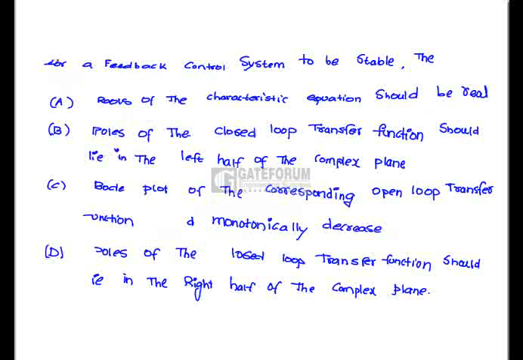Question is, for a feedback control system to be stable, coming to the explanation, suppose we plot the S plane, with the j omega axis and the real axis. For the closed loop system to be stable, the roots of the characteristic equation must be in the left half of the S plane, whether they are real or complex. If the roots are on the left half of the S plane, then the system is going to be stable.